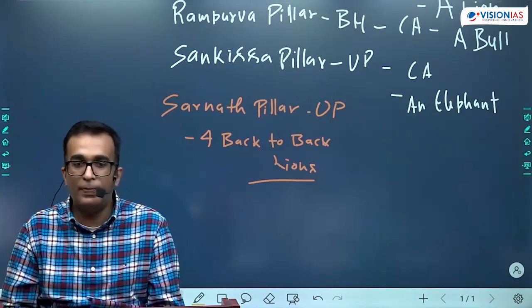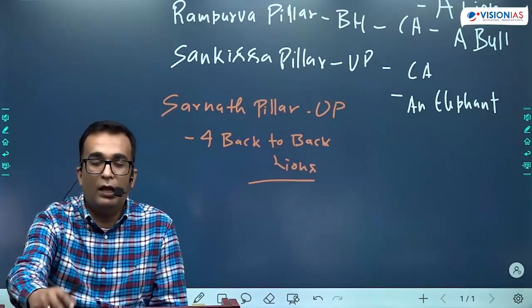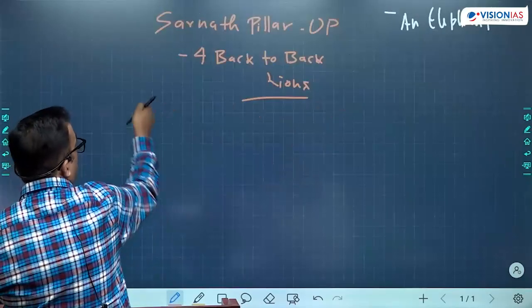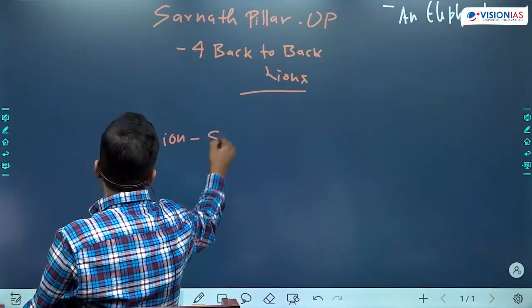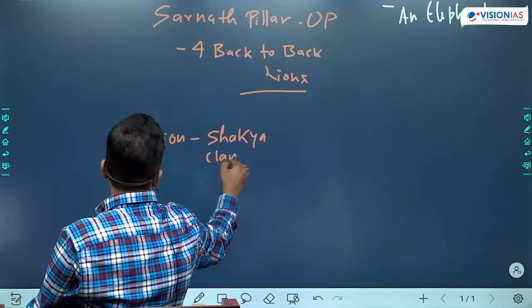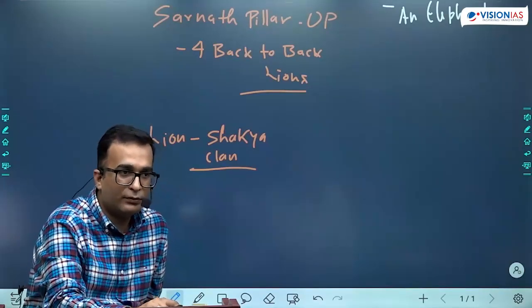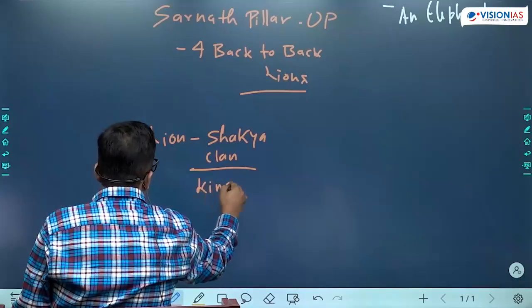So write once, mention. So note, you write a note. In the note, mention: Lion indicates the Shakya clan of Buddha, and the kingship.